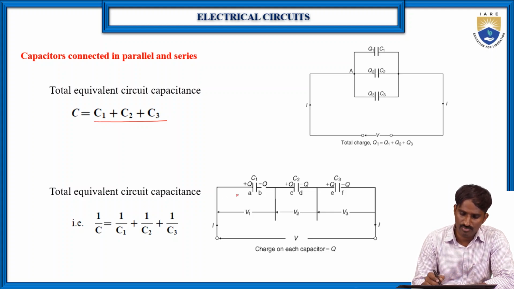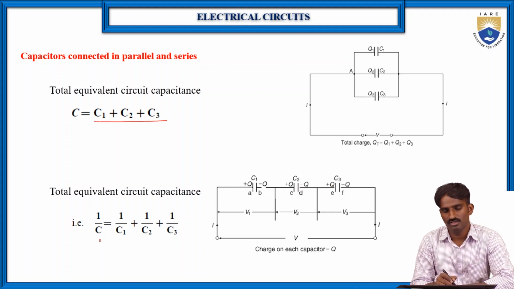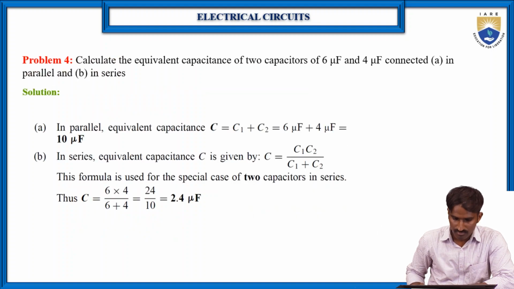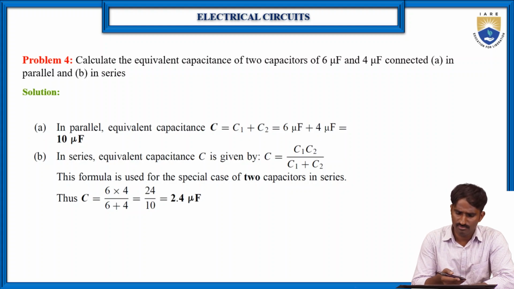Then similarly, if the capacitors are connected in series, then the equivalent capacitance is equal to the reciprocal of the sum of the reciprocals of the individual capacitances. So which means 1 by C is equal to 1 by C1 plus 1 by C2 plus 1 by C3. So this is about the capacitance, and then based on that we can discuss one problem.